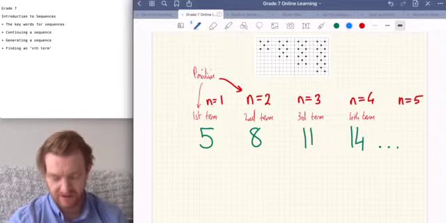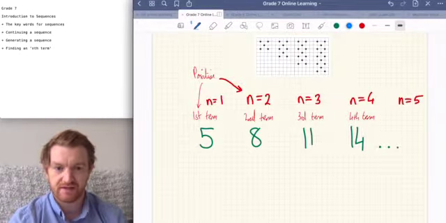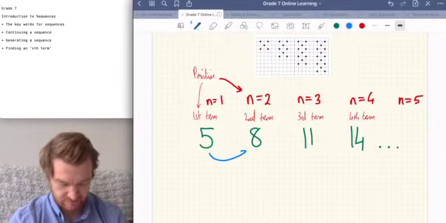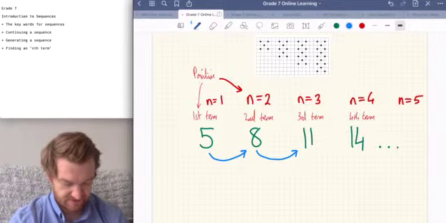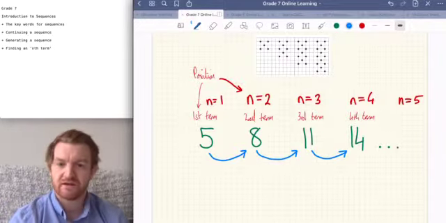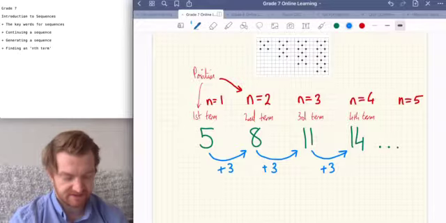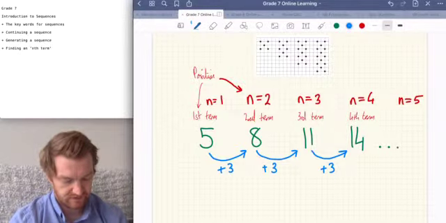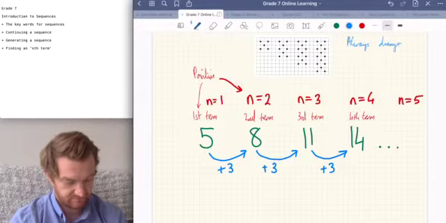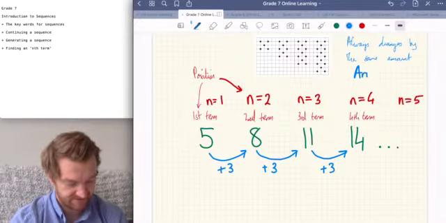The next thing we can look at is how the sequence is progressing. Now, when we look through this sequence here, we can see that it's always going up by the same amount. It's going up by 3. When it always changes by the same amount, we can say that this sequence is arithmetic.